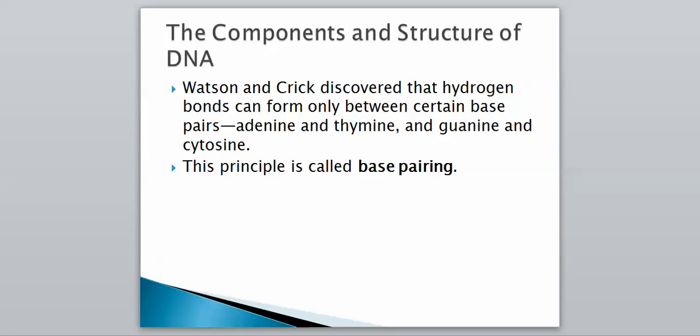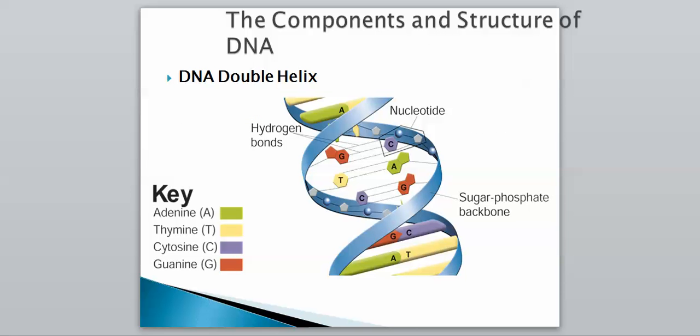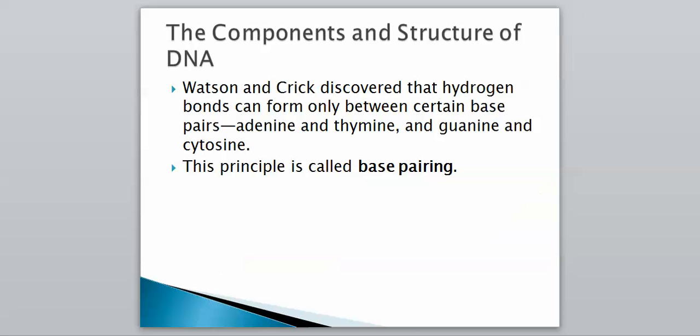And then Watson and Crick also discovered, to end our first section here, that hydrogen bonds can form only between certain base pairs, adenine and thymine, and guanine and cytosine. Again, I just said that these two always match up together, these two always match up together. And you can see C's and G's, A's and T's, C's and G's, A's and T's. They all match up with each other. And this principle is called base pairing. So the fact that adenine matches up with thymine and cytosine matches up with guanine is called base pairing.